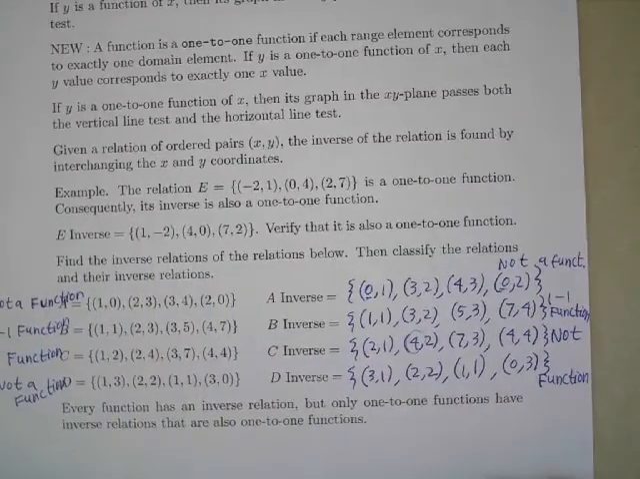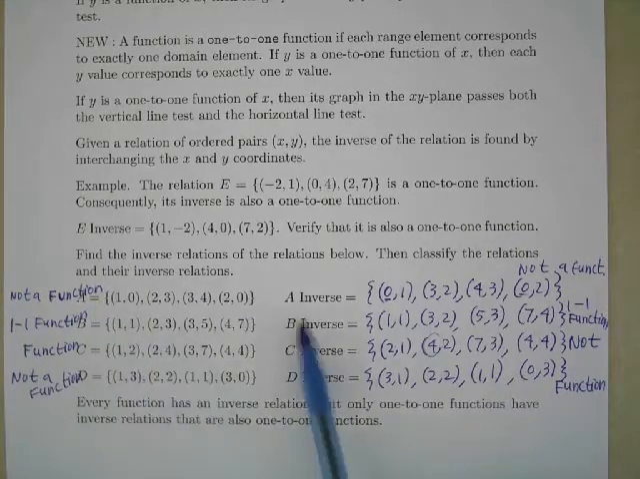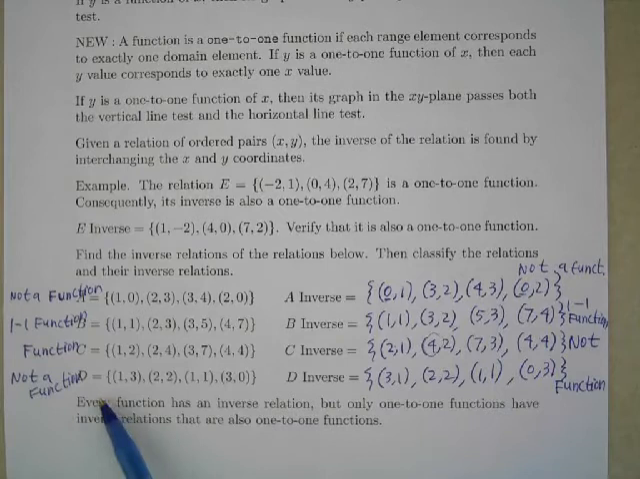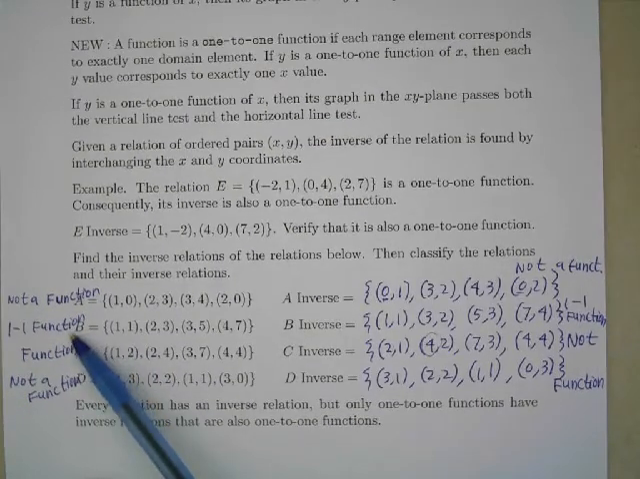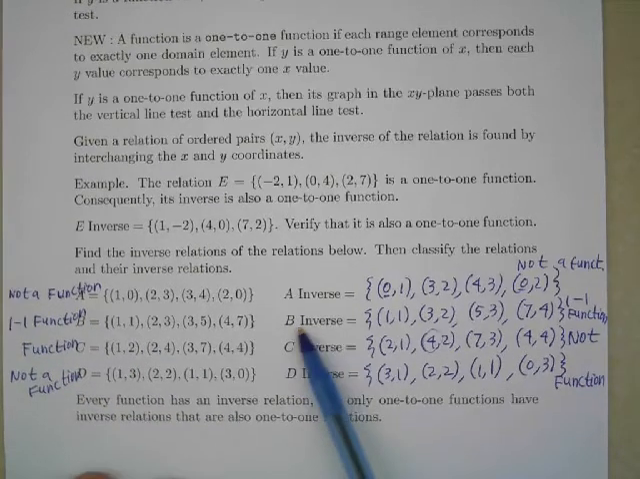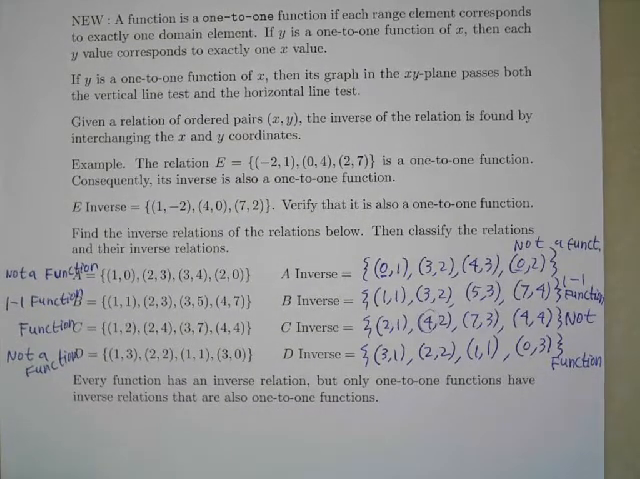Okay, so as you can see in this example, a relation that's not a function could mean that its inverse is also not a function, but as you saw with relation D, that's not a function, its inverse is a function. An important thing to remember is if a relation is a one-to-one function, then we automatically know that its inverse is also a function. That is reiterated by this statement at the bottom: every function has an inverse relation, but only one-to-one functions have inverse relations that are also one-to-one functions.